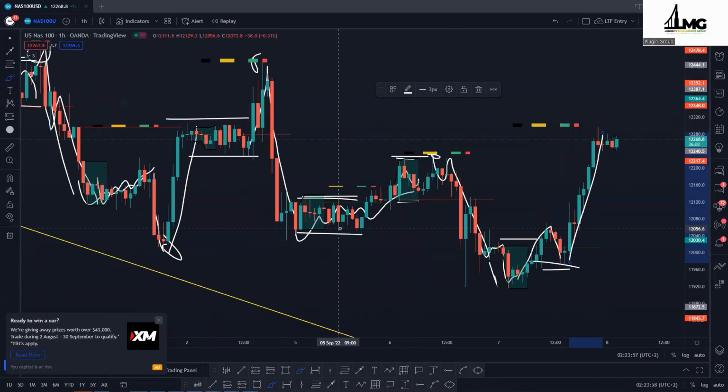Evidently, as you've seen. So those are the three components of market structure that I look for, which is order flow, power of three accumulation, manipulation, distribution, and swing and pullback setup, right?